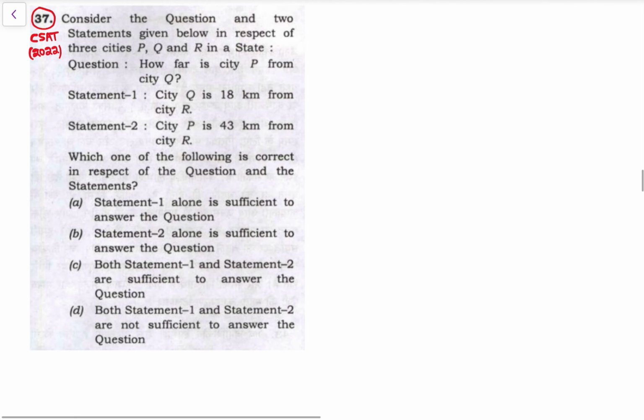See, this is a question asked in CSAT paper 2022. Consider the question and two statements given in respect to three cities P, Q and R in a state. The question is: how far is city P from city Q? So we have statement 1 and statement 2.